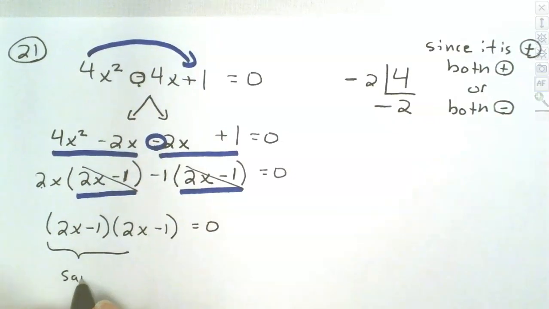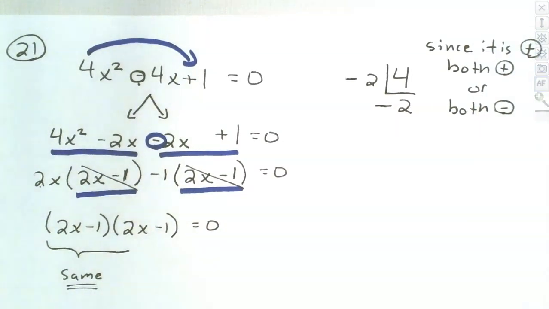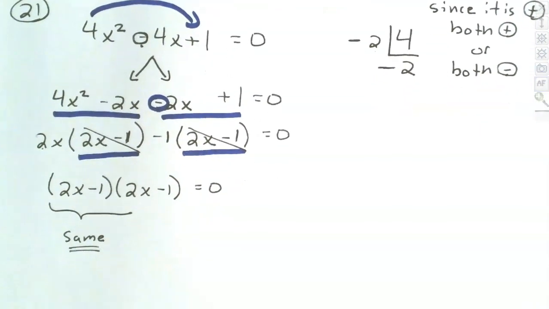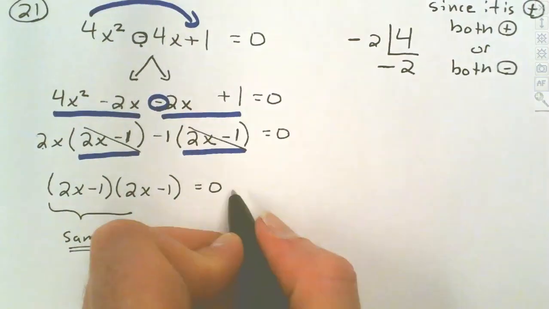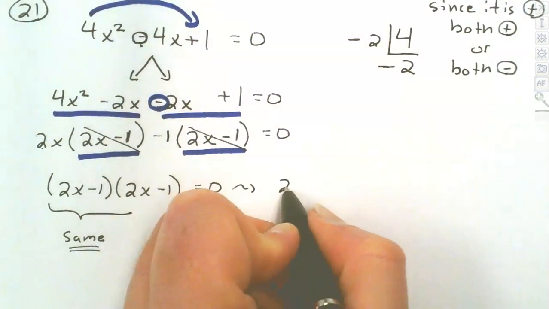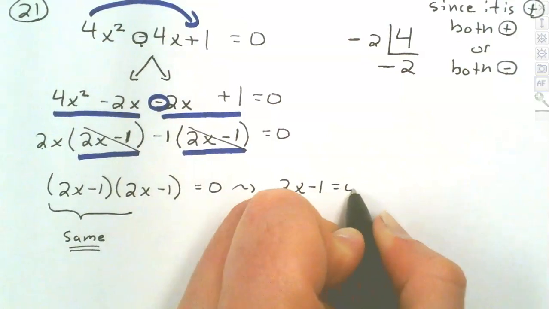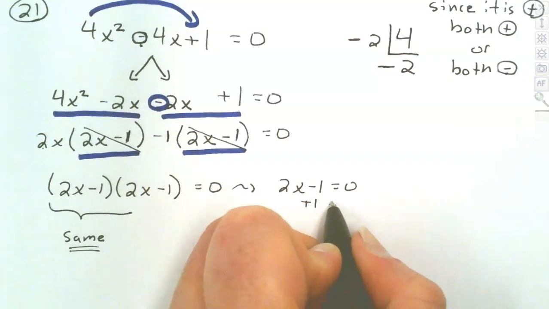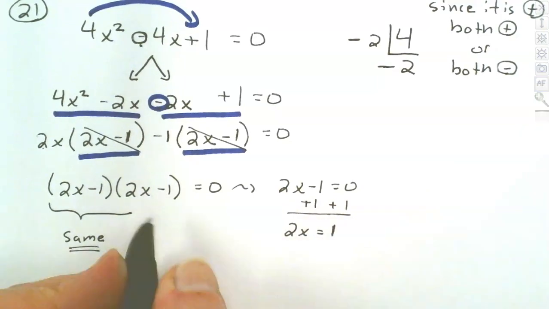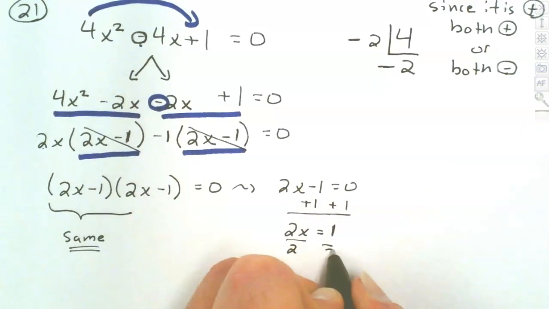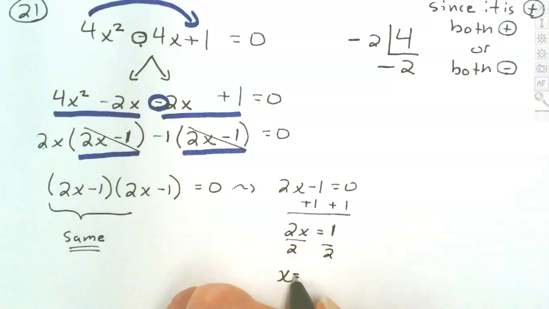These are, again, the what? The same. Now, if they are the same, then we only have to solve it once because they're the same. So we're only going to get one solution because those are identical. And what would that one solution be? 2x minus 1 equals 0. Add your 1. And that leaves you then with 2x equals 1. Divide by your 2. And so x now equals 1/2.